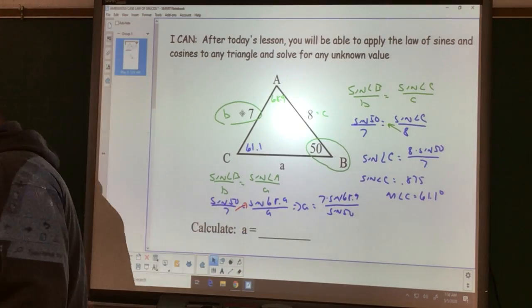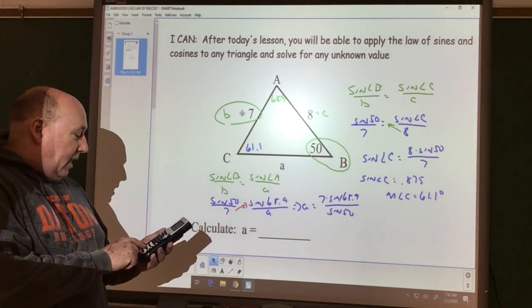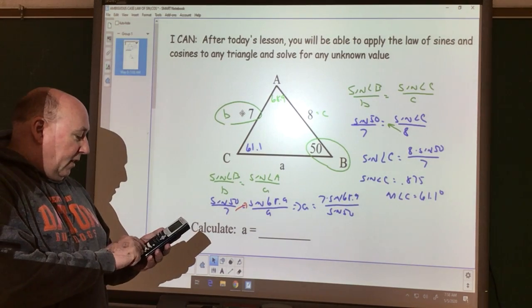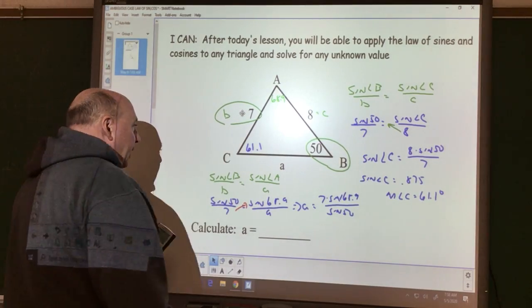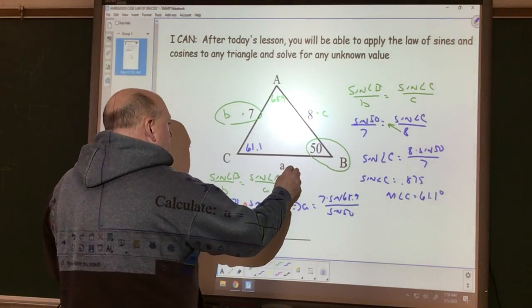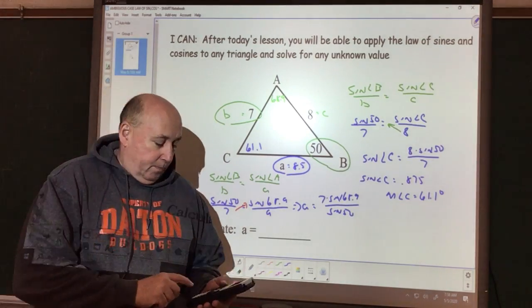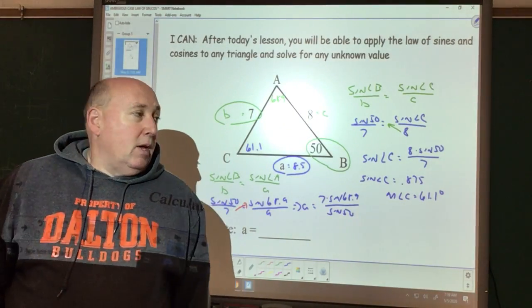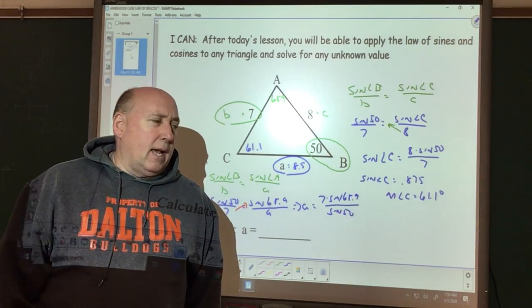So one more calculation here. I have 7 sine of 68.9 divided by sine of 50. We get 8.53, or 8.5, for little a. And we have done everything here correctly. We have just gone back and sort of utilized a bunch of different ideas that we've talked about the last couple days.